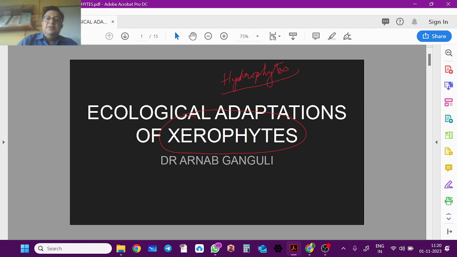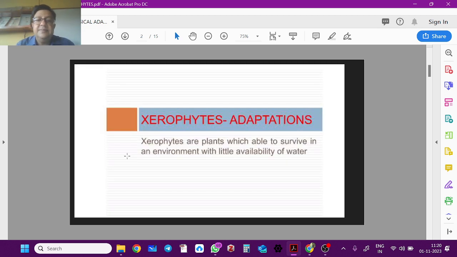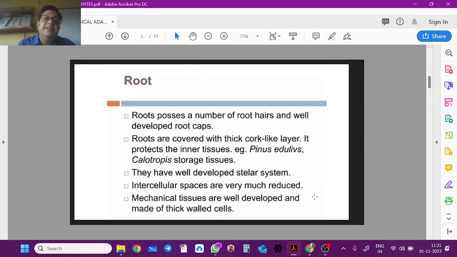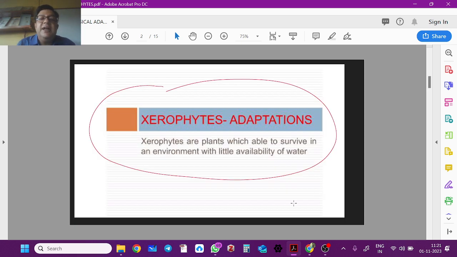Okay. So xerophytes are basically plants which grow in deserts. Not only deserts, even in dry places. They grow in areas where there is less water. So we will go to the next slide. So what are xerophytes? Xerophytes are plants which are able to survive in an environment with very little water, where water availability is very low. Okay, in deserts. So they have a special adaptation.